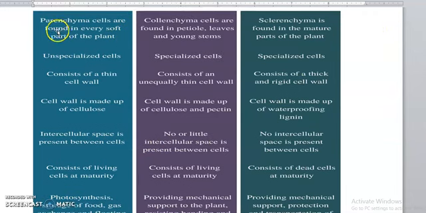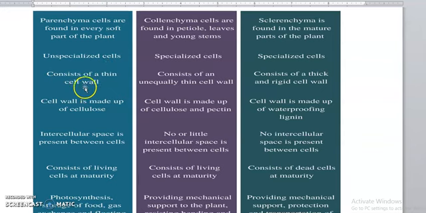Starting with the parenchyma cells, they say that they are found in every soft part of the plant. Soft part such as what? Obviously, you are predicting it's the leaf, okay? They are considered unspecialized cells. They do not appear as a particular type of cell yet, because this type of cell, once it differentiates later on, can give the different types of cells.